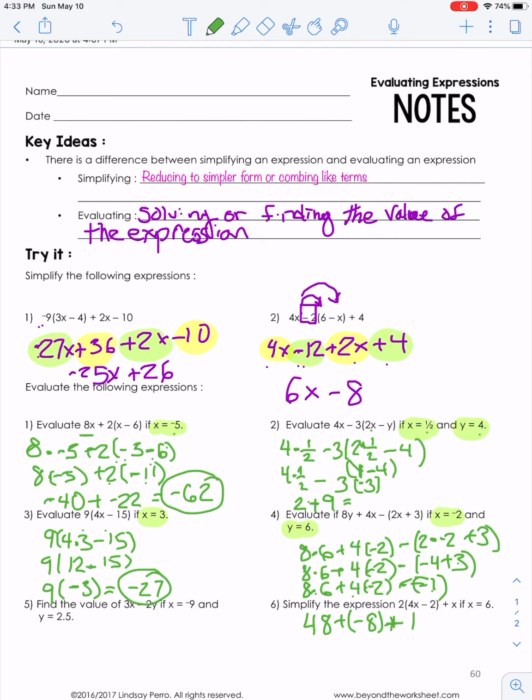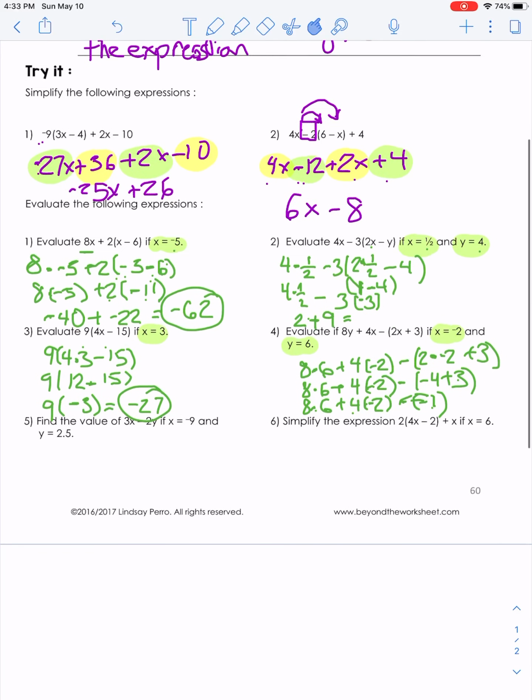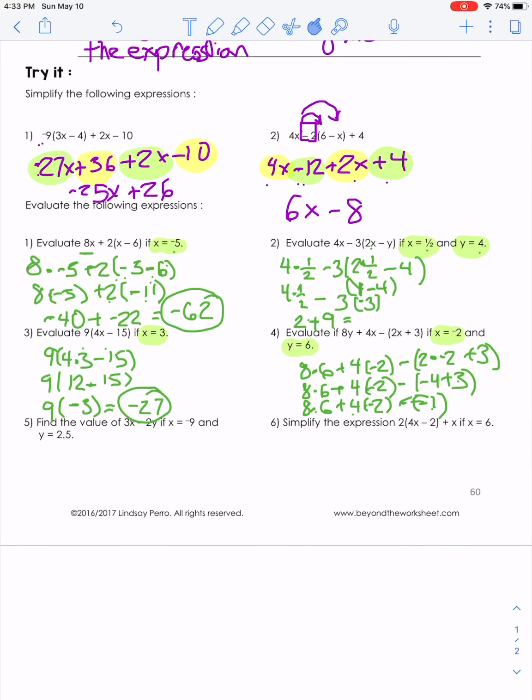So now we work left to right. So we have 48 plus negative 8. So that brings us to 40, then minus 2. So that is the answer to number 4. Let's move on to number 5.